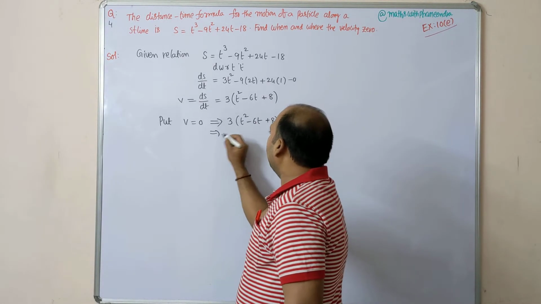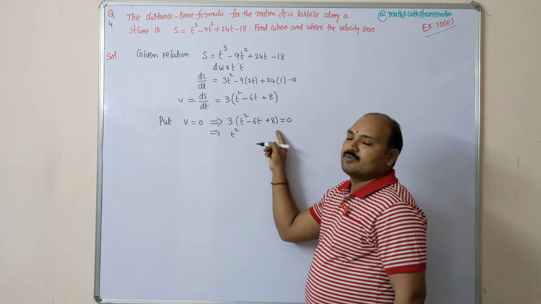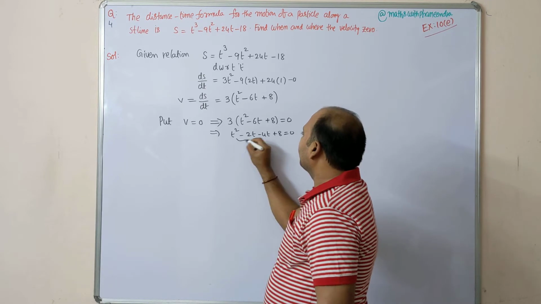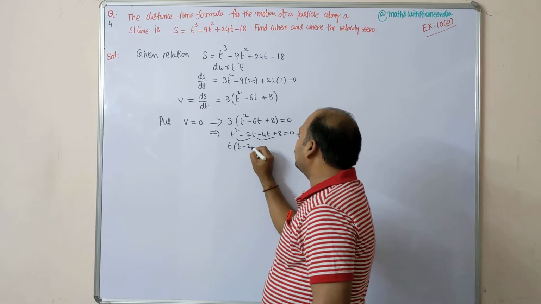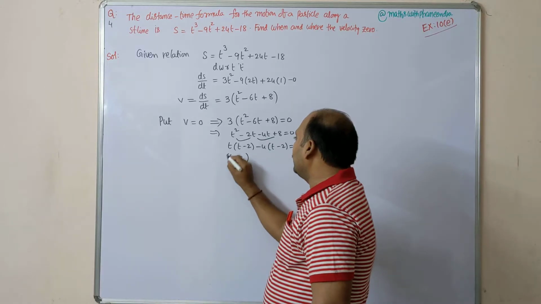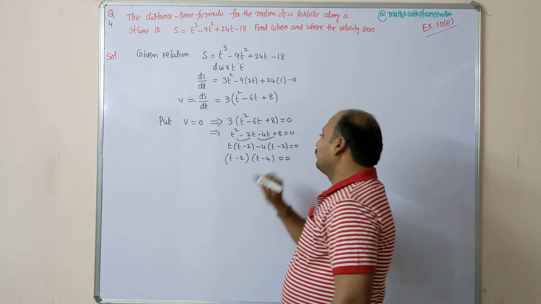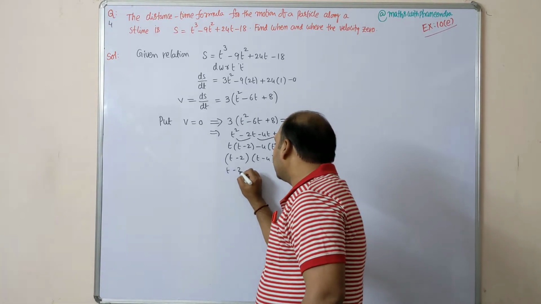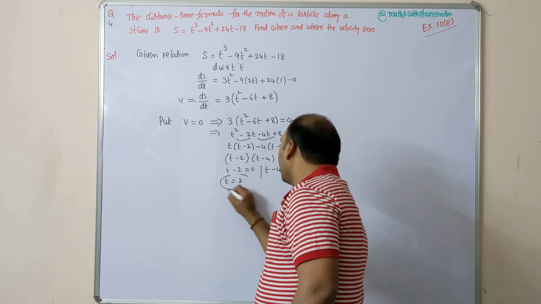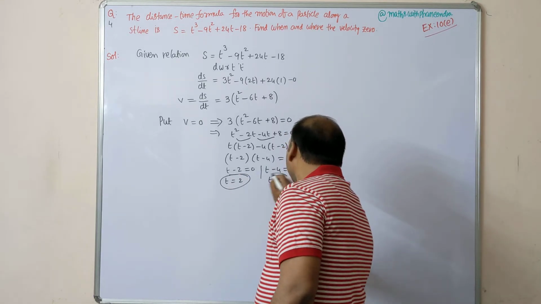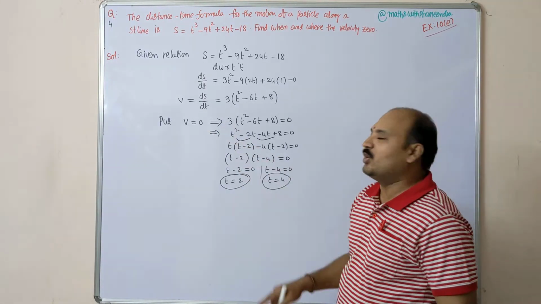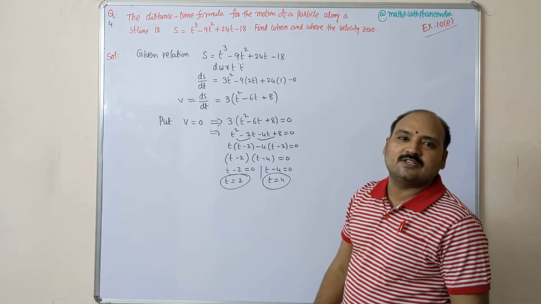So that implies 3 we can take this side. T square factorization we need to do. T square minus 2t minus 4t plus 8 equal to 0. So t into t minus 2 minus 4 into t minus 2 equal to 0. So t minus 2 into t minus 4. So t is equal to 2 seconds. T minus 4 equal to 0 means t is equal to 2 and t is equal to 4. Here clearly we got when t is equal to 2 seconds the velocity is 0. When t equal to 4 seconds the velocity is 0.